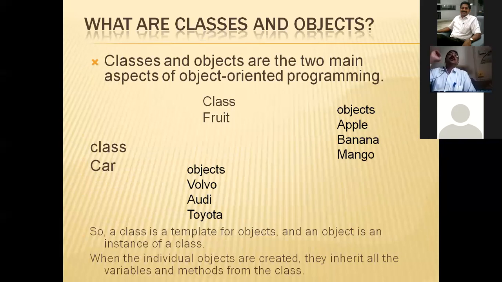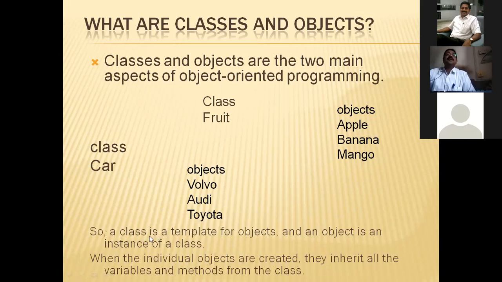We know that you have already studied classes and objects in second year, and they are different aspects of object-oriented programming. For example, if I say class Fruit is a class, the objects may be apple, banana, mango, or orange. Another class is class Car, and the objects may be Volvo, Audi, Toyota, Maruti. So there are many objects.